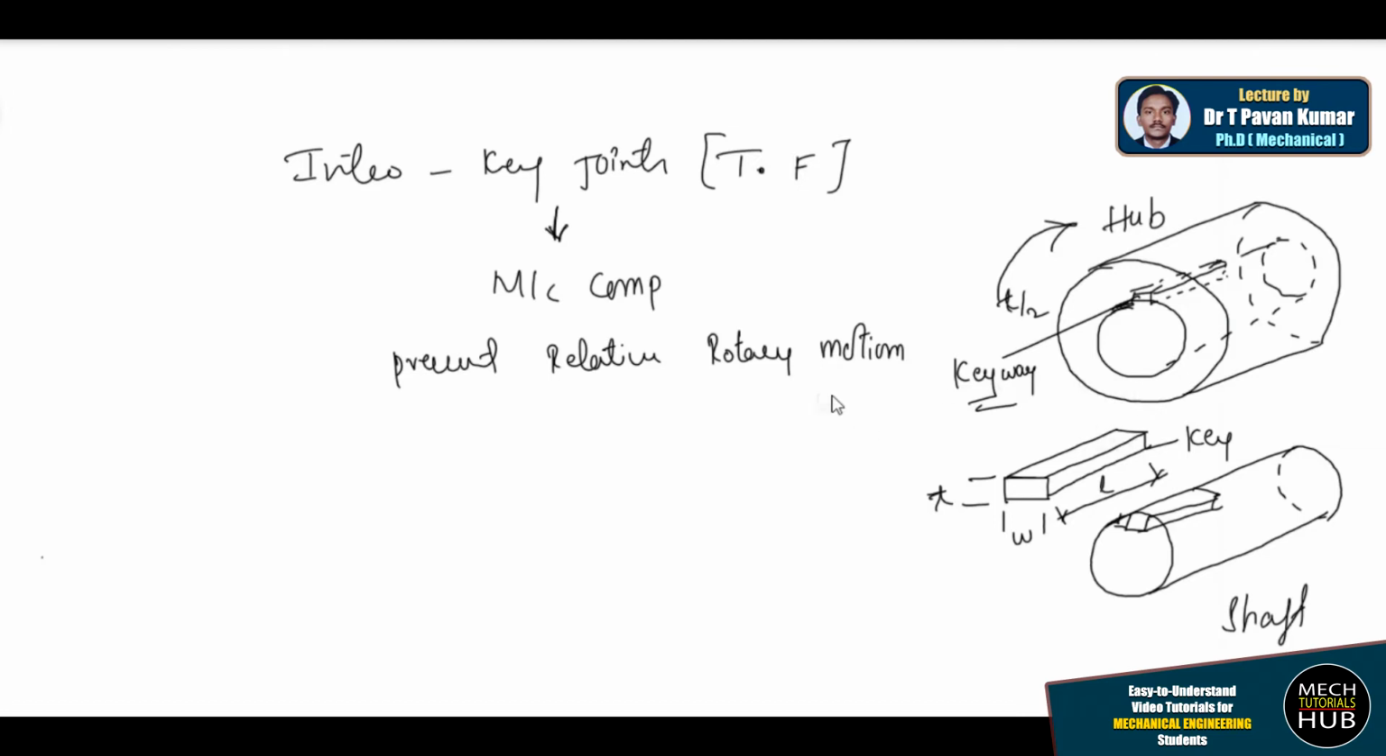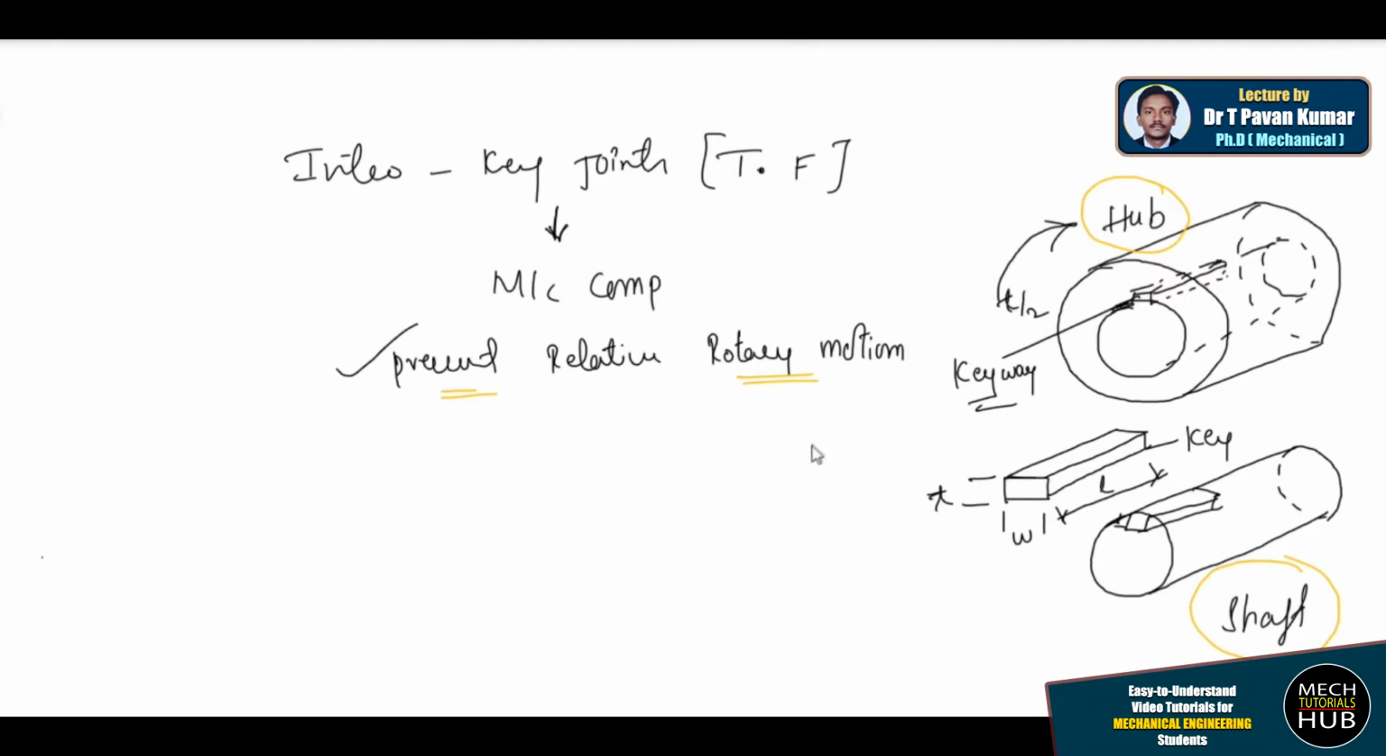Alright, now keeping this in mind, let us try to understand the definition. Key joints are used to prevent relative rotary motion between two elements. What are those two elements? One is the hub and one is the shaft. This is how I have defined it.